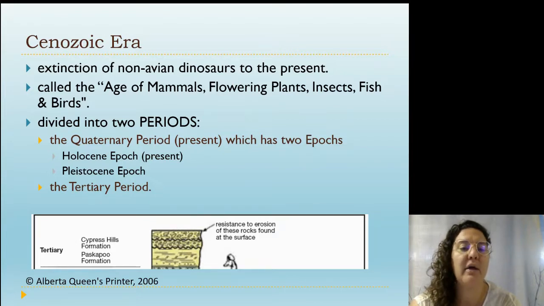And then the other period that it's divided into is the Tertiary period. And the Tertiary period was when the Cypress Hills were formed. And there's resistance to erosion of the rocks found in the surface of the Cypress Hills. So this happened in the Tertiary period.